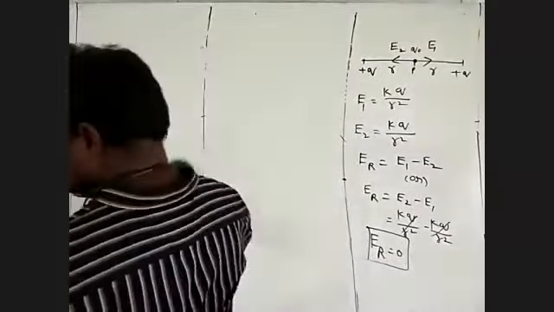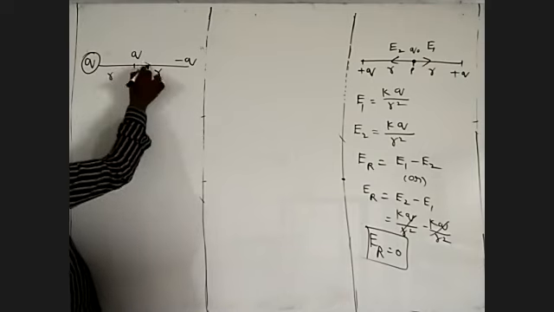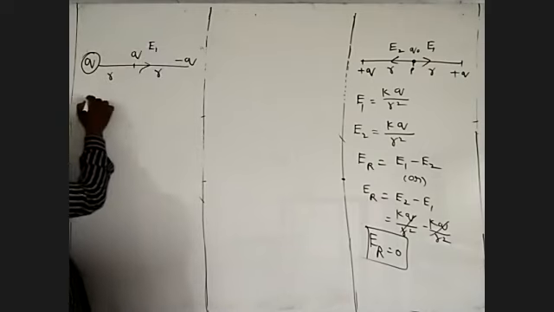Next one. Next one is this is a charge +Q. This is a -Q. This is a distance between them, R and R. Now we will see this +Q charge repels, this direction is E1.